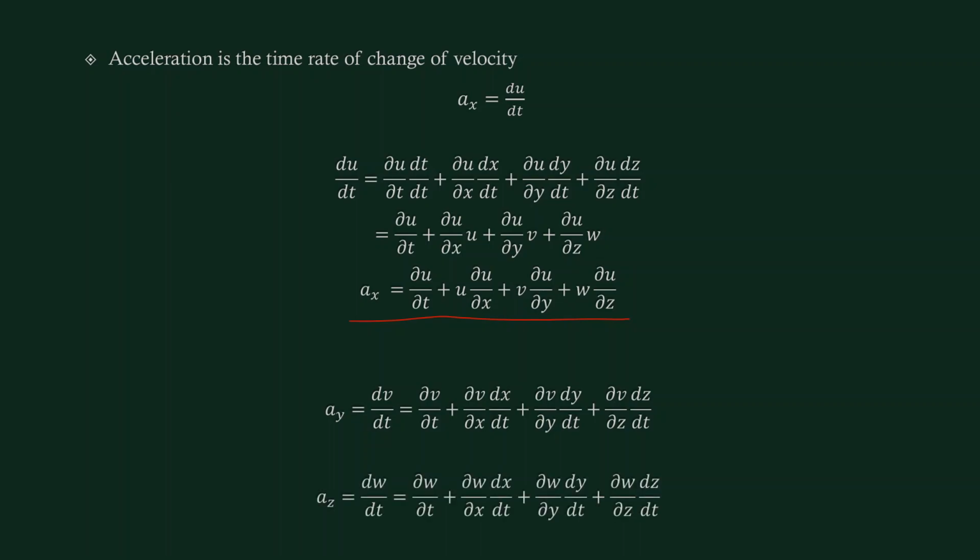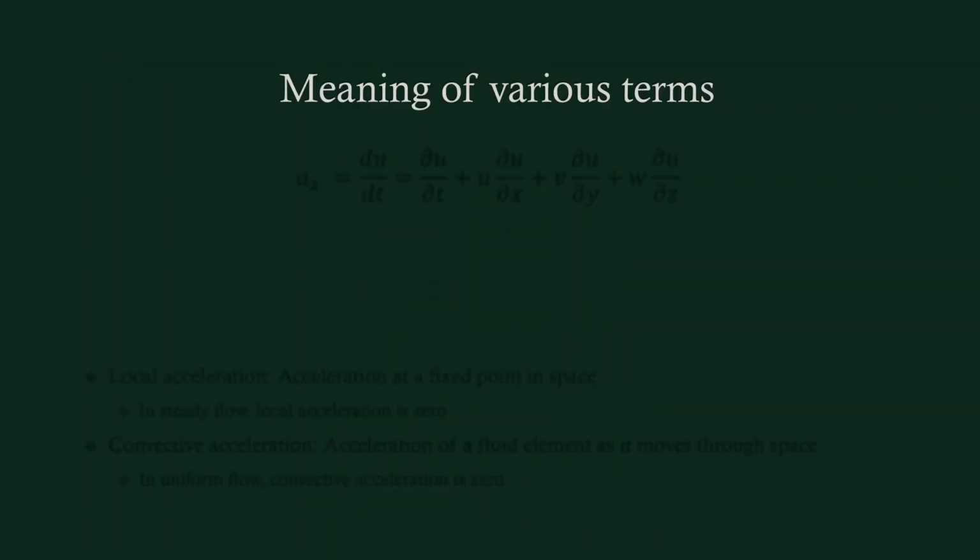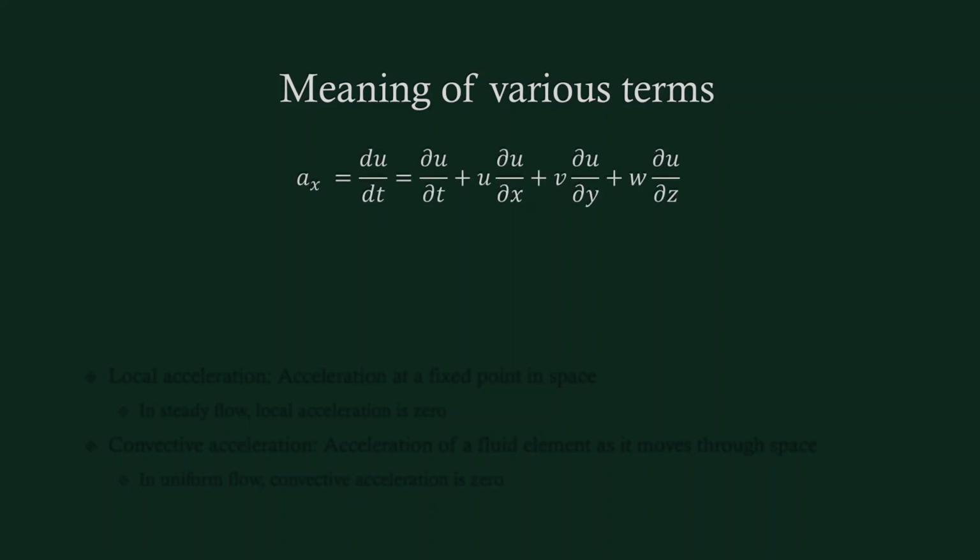Now let's try to understand the meaning of the different terms in this equation. So this is the equation for acceleration. Del u by del t is the partial derivative of the velocity with respect to time, not with respect to space. That means at a given point in space where x, y, z are not changing, that is, it is a fixed point, with time, if the velocity is changing, then that rate of change of velocity is given by del u by del t, or the partial derivative of u with respect to time. This is called local acceleration.